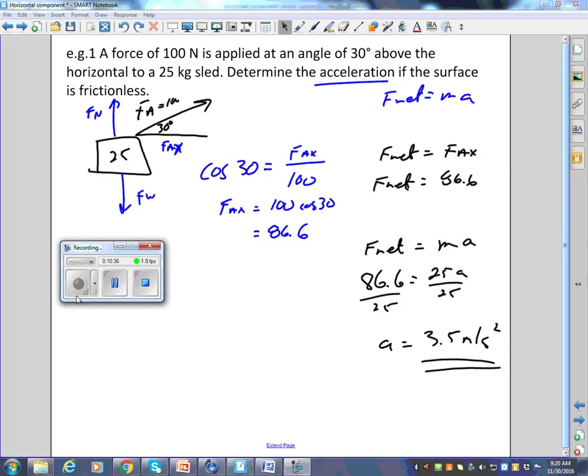What do you think the next question has? I'm going to probably take it one step farther. I'm thinking there's friction involved. What step is that going to affect? The F net, right? We're going to introduce friction in there.